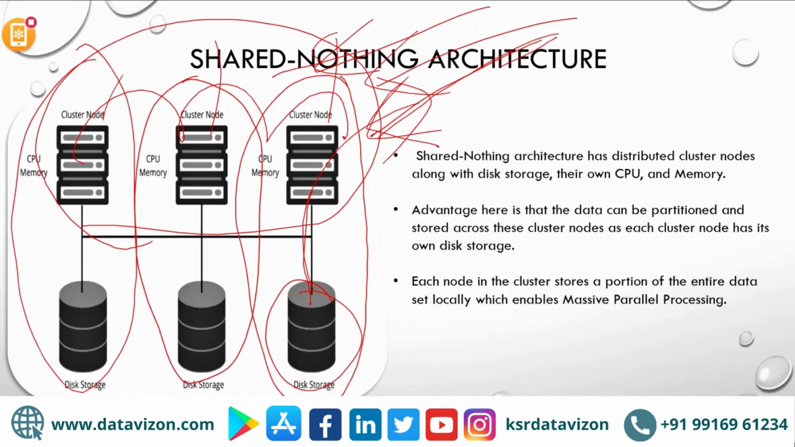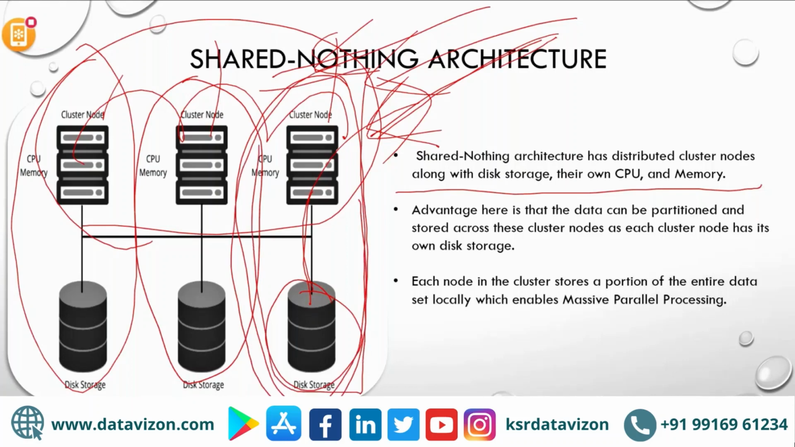Okay, let's go into the comments. Shared nothing architecture has distributed cluster nodes along with the disk storage, CPU and memory. We just discussed that when you take this particular slice, it will have a CPU, memory and disk storage. The next statement says the advantage here is that the data can be partitioned and stored across these cluster nodes as each cluster node has its own disk storage.